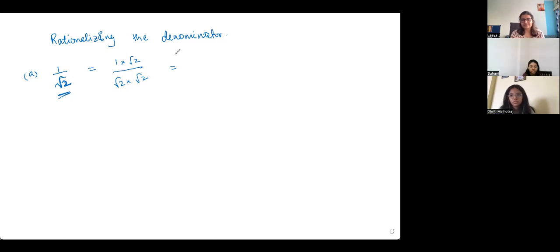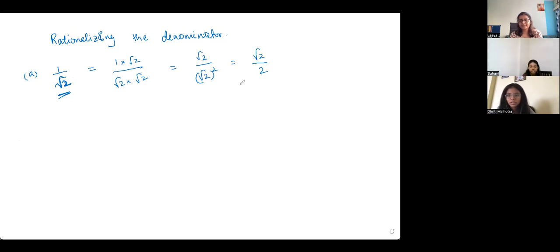So root 2 upon 2 root 2. What is root 2 times root 2? Oh, 2. Root 2 the whole square, right? That's whole square upon 2. Now, the denominator is a rational number, so we have rationalized the denominator. Just 1 second. A root multiplied by itself, like root's square, is the number.